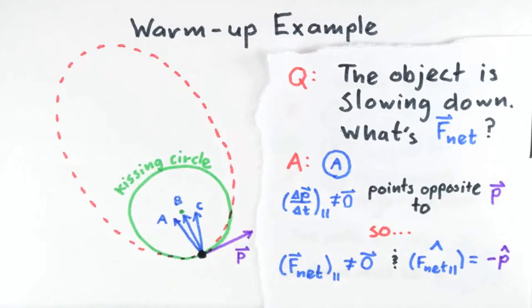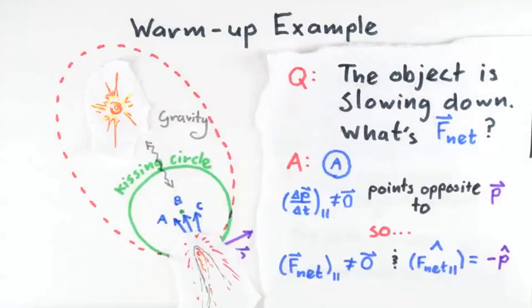Notice we learn all this about F net without knowing what in the surroundings is doing the pushing and pulling. Now, if we do have that kind of information, we can go further. So, for example, if our object is a comet that is interacting gravitationally with a star, then we could connect what we learned about F net parallel and F net perpendicular to what we know about the gravitational interactions from Newton's law of universal gravitation. We'll say more about how to do that later when we prepare for our upcoming lab that connects the motion of a star to gravitational interaction with a black hole.